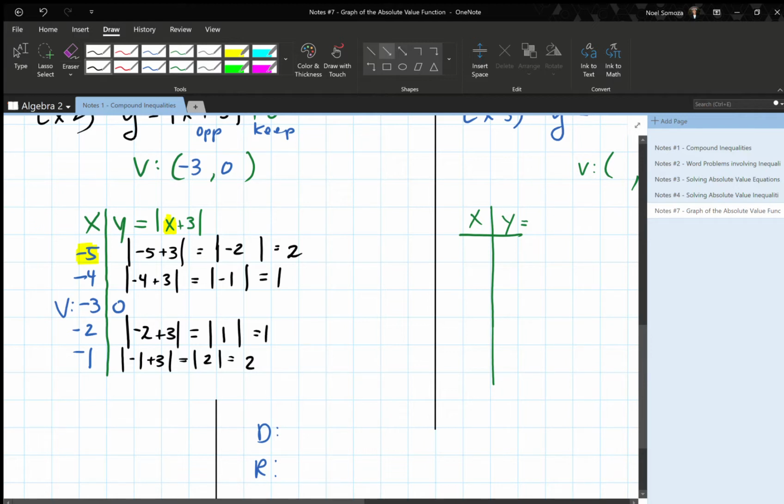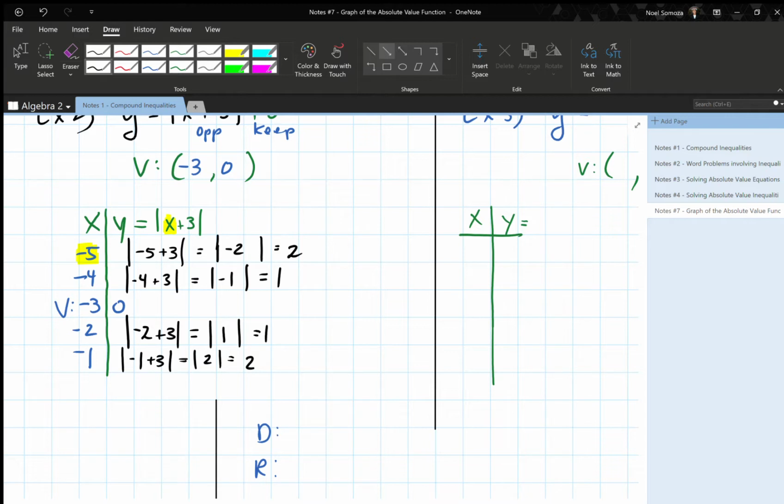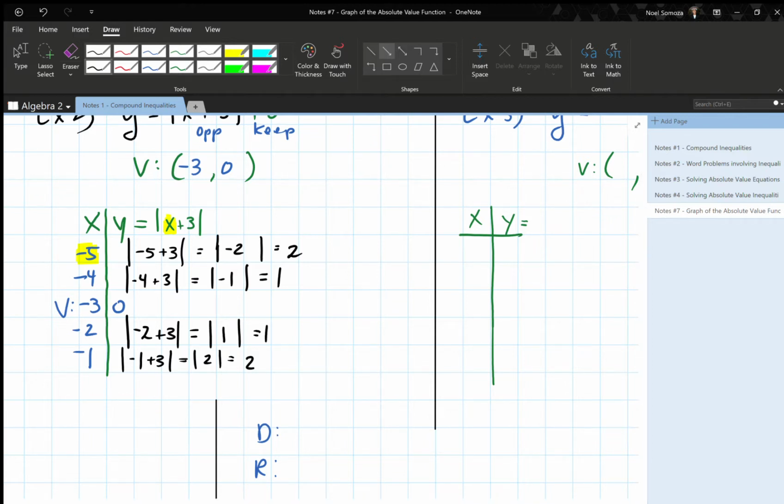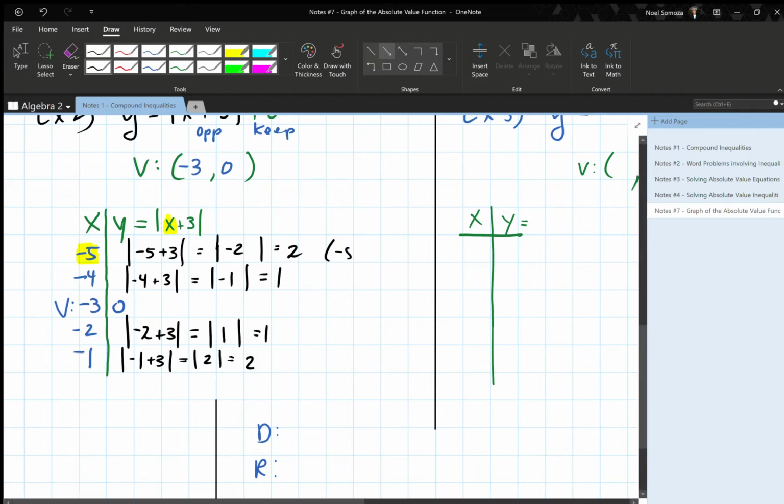So notice that a nice little pattern is happening whenever we start with the vertex and we put that in the middle. Notice the nice little pattern we get: 2, 1, 0, 1, 2. It happened before on the parent function as well. Now, it doesn't mean that the outputs are always going to be 2, 1, 0, 1, 2, but there's usually a pattern where it's descending and then it increases, because you have that V shape. All right. So now let me go ahead and write these out: negative 5, 2; negative 4, 1; negative 3, 0; negative 2, 1; and negative 1, 2.